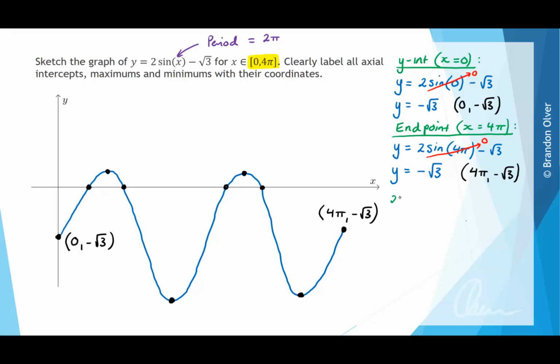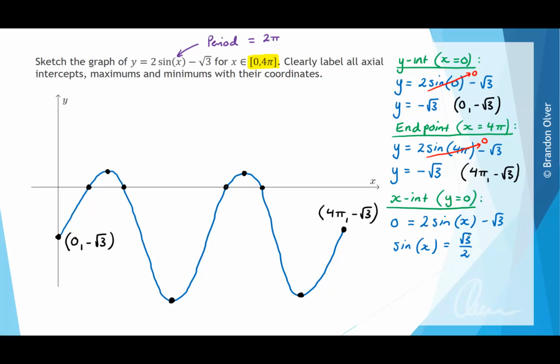And now we're going to find our x-intercepts. And these occur when y is equal to 0. So the equation we're going to solve is 0 is equal to 2 sine of x minus root 3. And then rearranging that to get sine x by itself, we're going to add root 3 and divide by 2. So we're going to solve sine of x is equal to positive root 3 on 2. And now the reference angle you should know for that is pi on 3. And that sine is positive in the first and second quadrants.